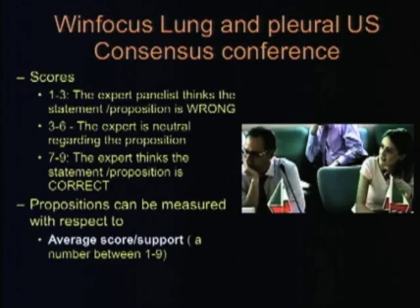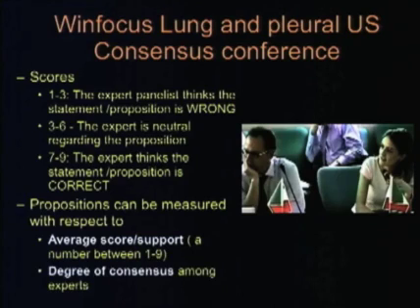Propositions are measured with respect to the average score of support, so you can determine what the overall support for a proposition is, and then also analyze the spread of the numbers. So an average score of 5 that's made up of half the people scoring a 9 and half the people scoring a 1 shows that there's very little consensus. Nevertheless, it gives the same average score as something that everybody scores a 5 and feels that there's no strong reason to support or refute.